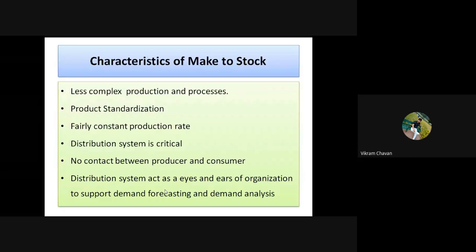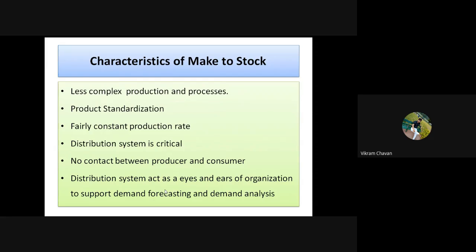So this system is a less complex production and process system, where there is no direct connect with the customer. The company connects with the customer through the distributor channel, so there is no direct contact. Demand is also calculated from these channel members and aggregated for production purposes. So this system has less complex production process and product standardization, and a fairly constant production rate.